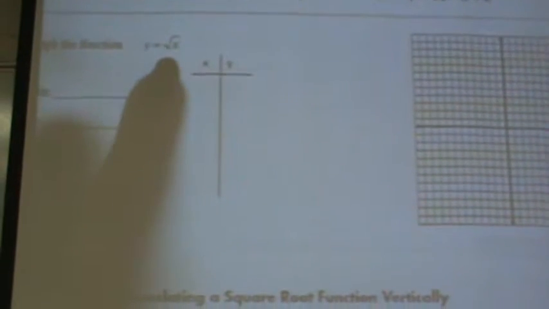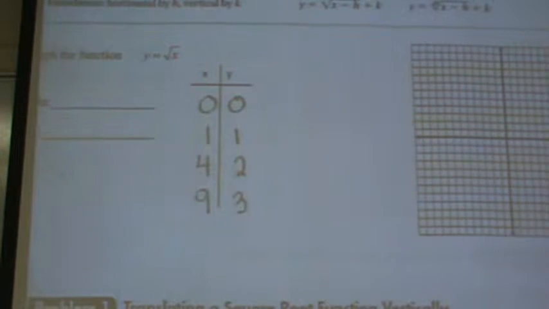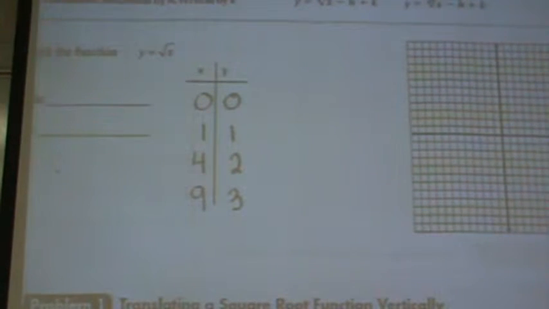All right. So we're going to first start off by graphing y equals the square root of x. What x values can you, in your head, without a calculator, take the square root of? 0, 1, 4, 9. Awesome. What do you get when you take the square roots of these? 1, 2, and 3. Okay, so this is where we're starting off.